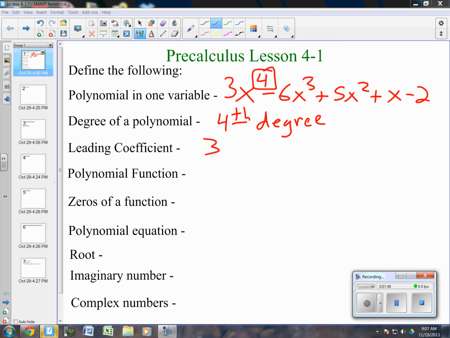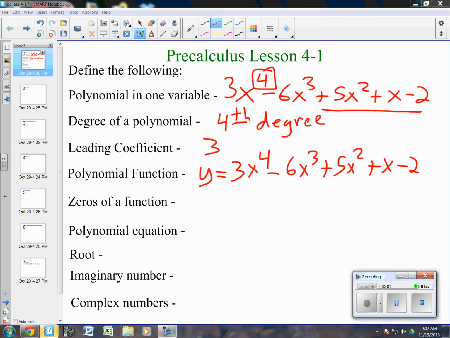Okay, a polynomial function. Well, what's the difference between a polynomial function and a polynomial in one variable? The only difference is all of a sudden you put a y equals or an f of x equals in front of it, right? I have the same polynomial expression up here. This was just an expression. Down here, all of a sudden we put a y equals on it, it becomes a function or an equation, okay? So we're talking about a polynomial function.